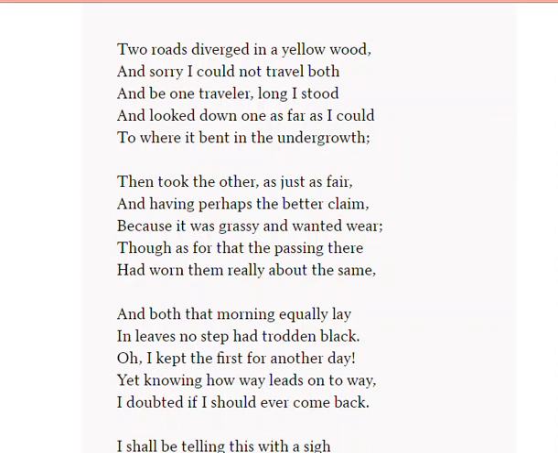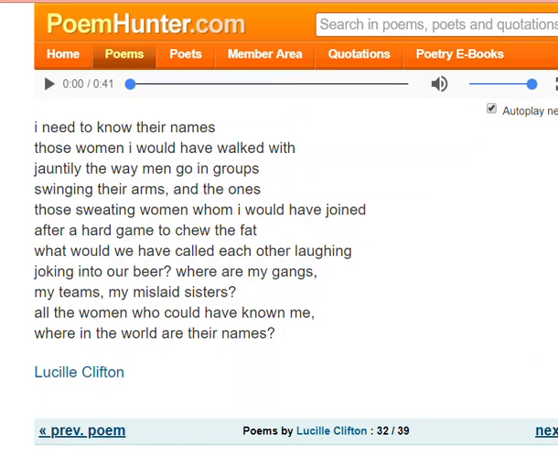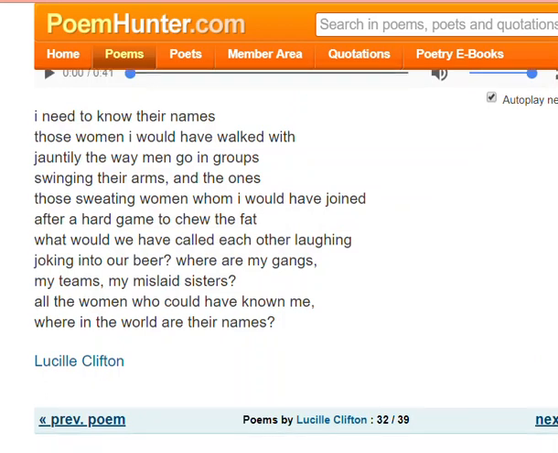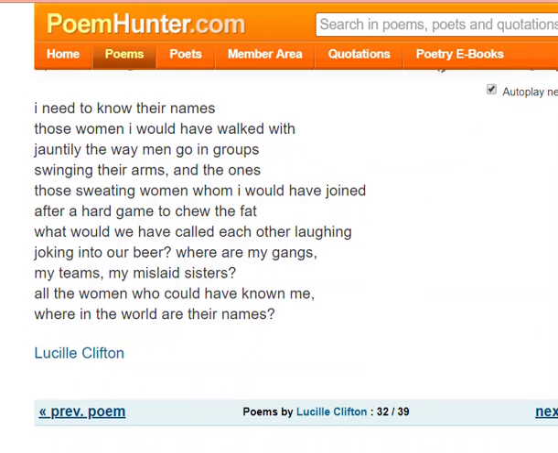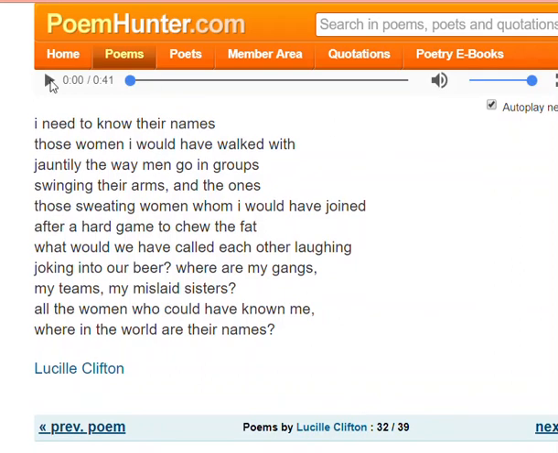So we're going to go over now to another poem, a little bit less traditional. This one is by Lucille Clifton. So, if I read it incorrectly and pause at the end, I need to know their names.